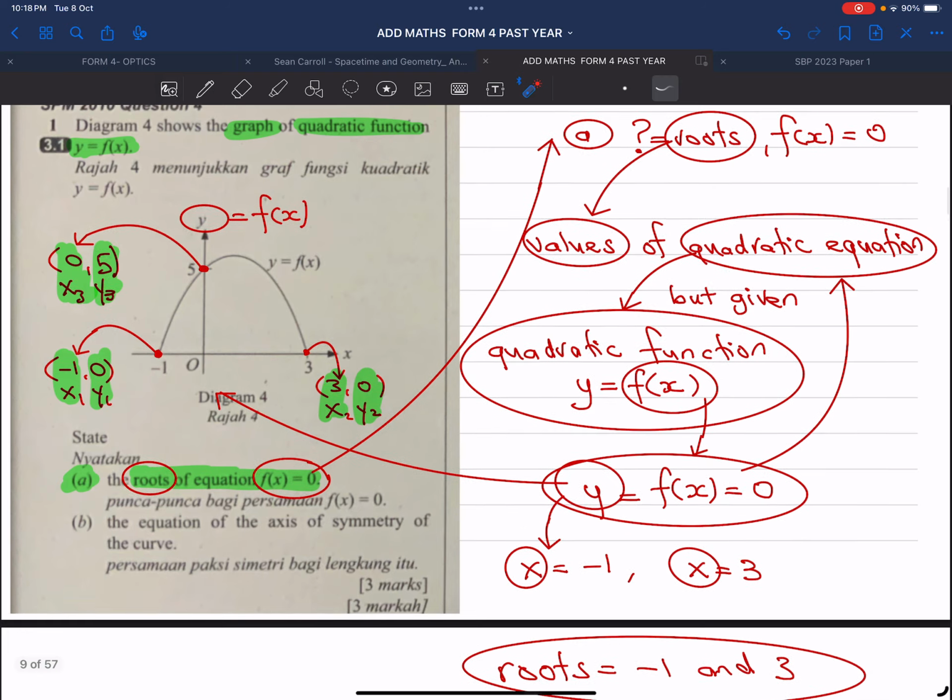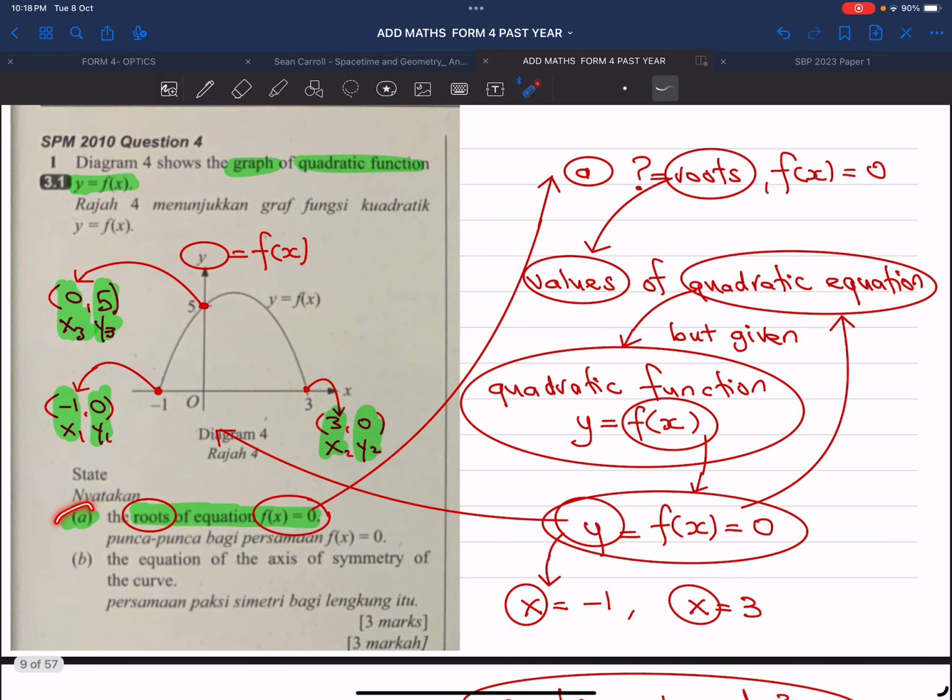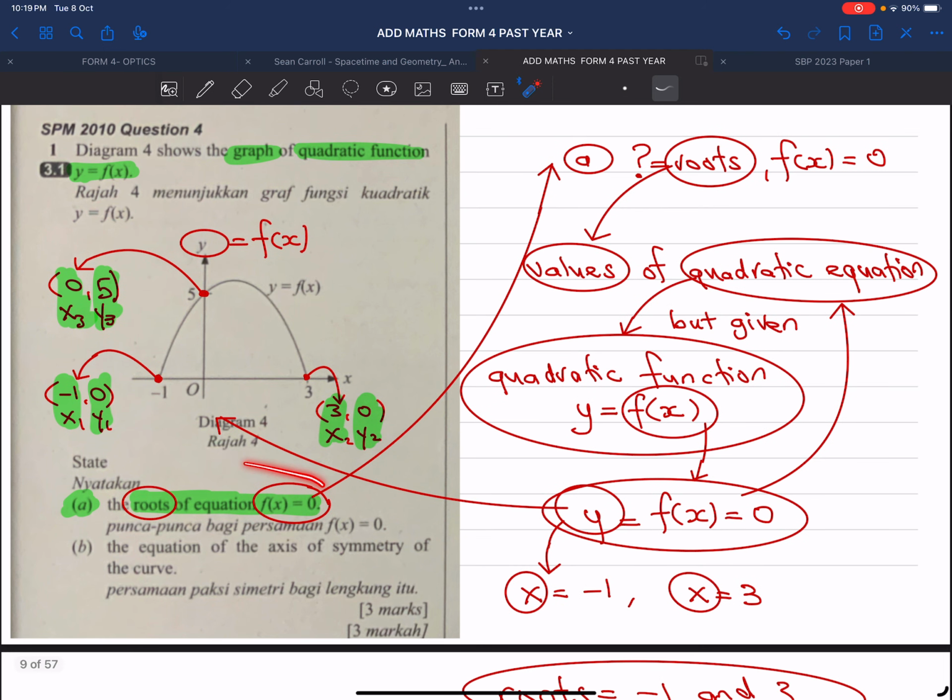Now we look at the question. Part A. State the roots of the equation f(x) equals 0. So I'm going to start as usual from what they asked. I'm going here. This is part A. Find the roots for f(x) equals 0. Now we know that roots are actually values of a quadratic equation.